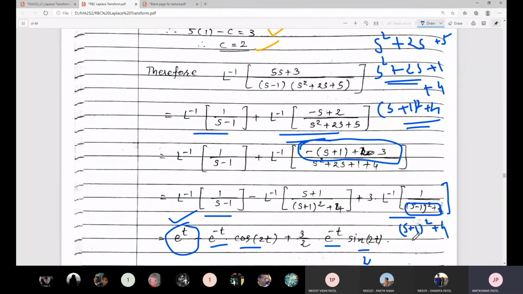Okay, so here we have e raised to minus t into sin 2t. So the final answer is e raised to t minus e raised to minus t into cos 2t plus 3 by 2 e raised to minus t into sin 2t. Done? Any doubt in this example?